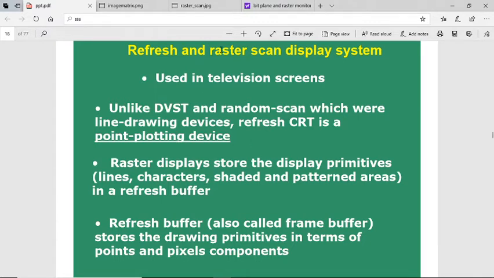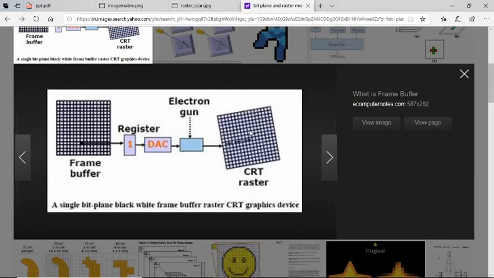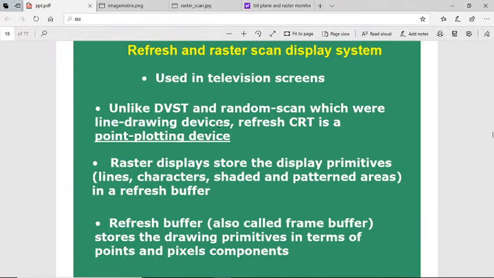Whereas refresh or raster CRT, the particular example we are talking about, is unlike the DVST and random scan, a point plotting device. Why point plotting? Because we just saw that the entire screen is pixelated. There are points, points, points, points. So in the frame buffer we have to keep the information of points, the coordinates, and then the intensity. Unlike your DVST and random scan.